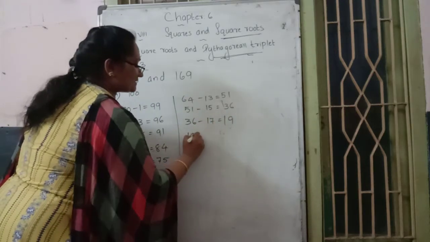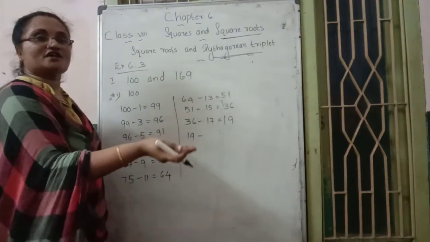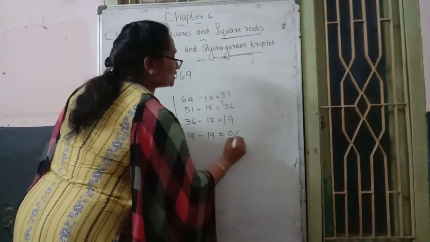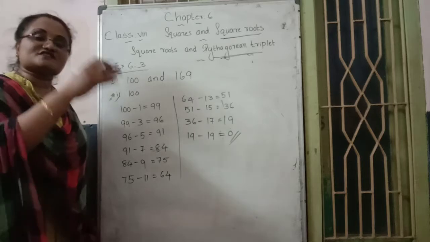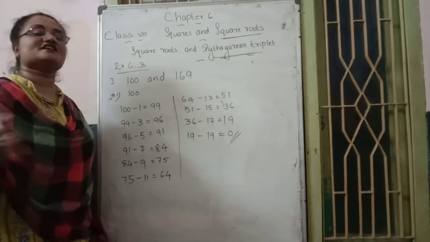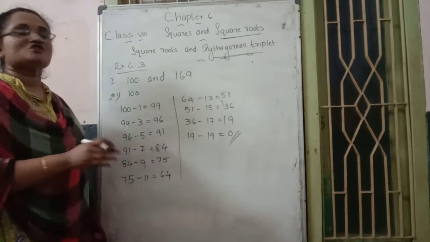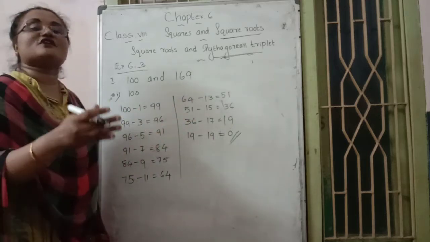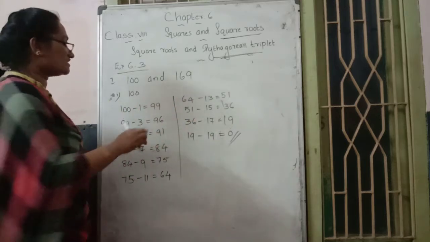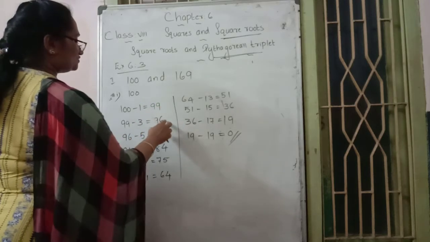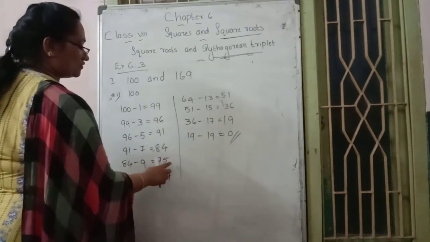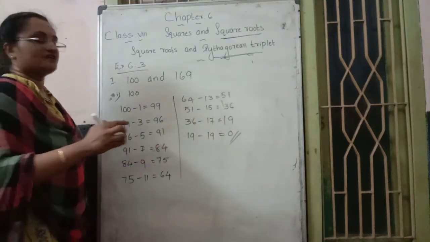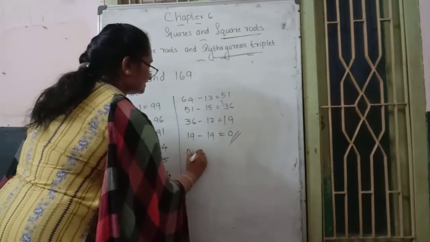Then 19 is subtracted with the next odd number, which is 19. So 19 minus 19 comes to be how much? 0. So subtract and subtract, finally we reach which answer? 0. So how many steps did we require for reaching the final answer as 0? 1, 2, 3, 4, 5, 6, 7, 8, 9, 10 steps. Number of steps is 10.